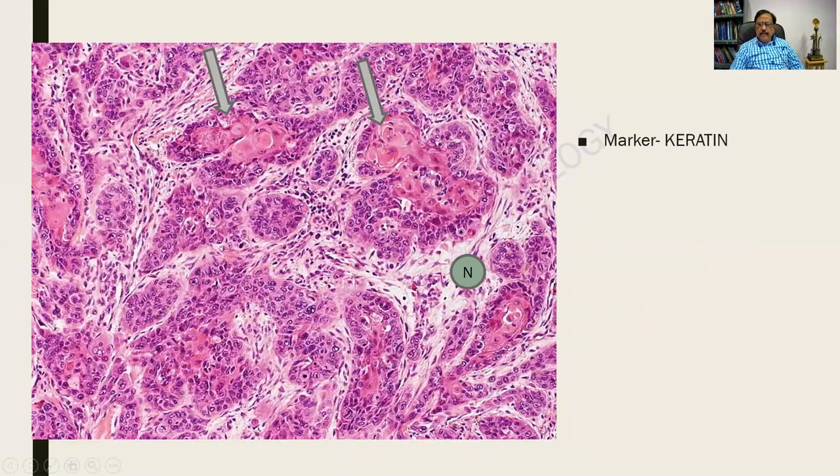I hope you are able to appreciate this picture. Again, the moment I see it, I find that there are multiple nests of these tumor cells, and these arrows are pointing out the epithelial pearls. And what are epithelial pearls? Concentric arrangement of the tumor cells, which are more eosinophilic, and they are there at the nidus of it. And these are the various nests of the tumor cells, and the tumor can be seen infiltrating the fibrocollagenous stroma. The marker for it can be keratin.